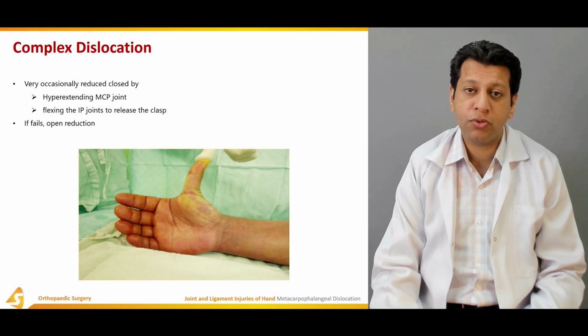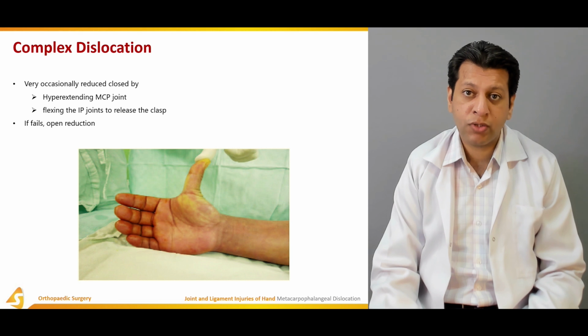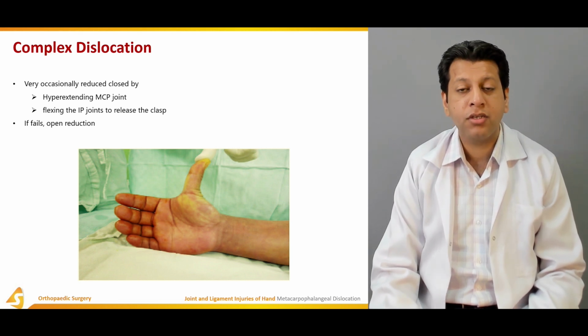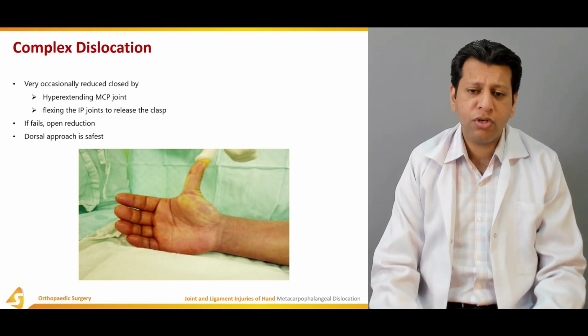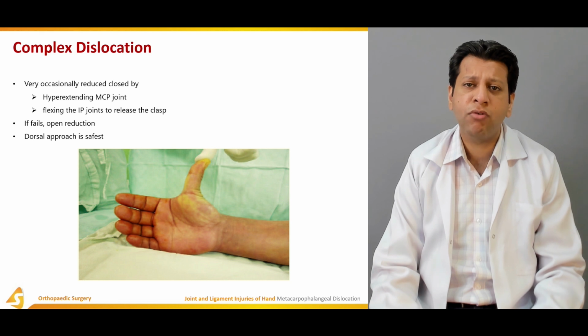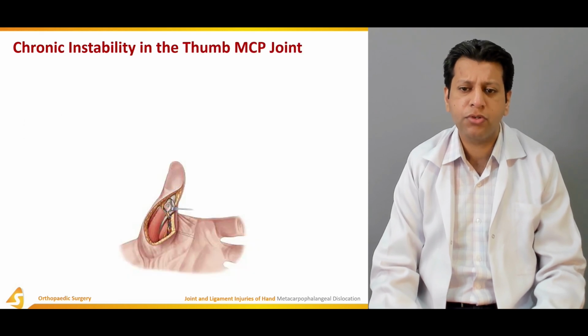And what is the procedure? We usually go for open reduction, remove the volar plate out of the joint, and then once the joint is reduced, we apply K-wire so that the joint remains in place. Usually the dorsal approach is the safest, but we can go with the volar as well as the dorsal approach.